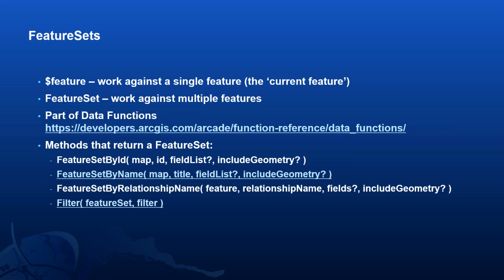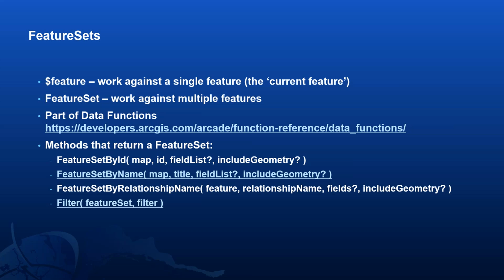The dollar feature we used is really useful to work against a single feature, the current feature that you're working on. But sometimes you want to work against multiple features. And for that, there's a thing called a feature set. When you say a feature set, you mean a collection of features. It could be sometimes that the feature set is empty or has only one feature, right? So if I do a SQL query to find the record that has a specific global ID, it will return me a type of a feature set, but that feature set is expected only to have one feature.